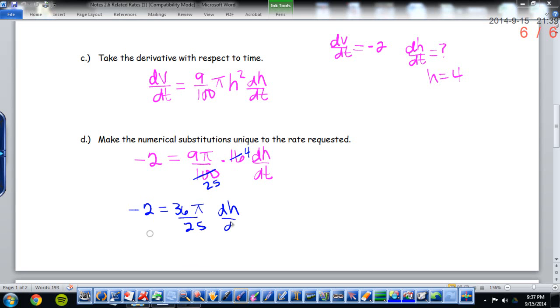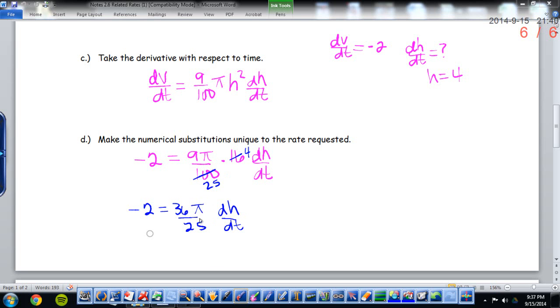I definitely suggest that you get in the habit of writing your pi's up on top of the fraction instead of kind of out in the middle. You can see that on part C, I kind of wrote it out in the middle, but in just a minute, it will be to your benefit to have that pi up there in the numerator.